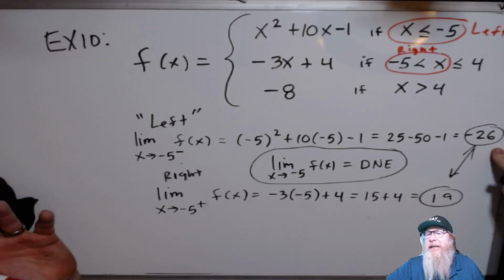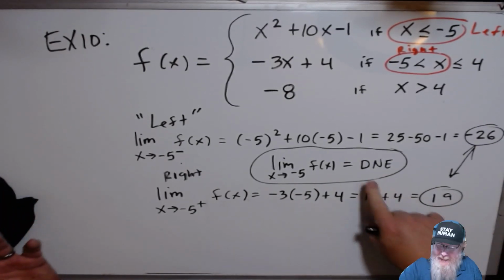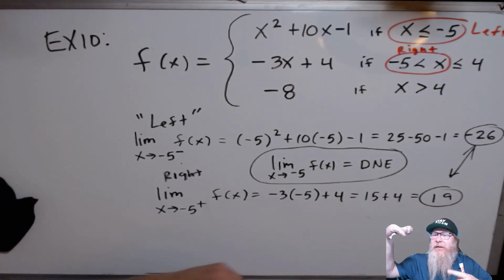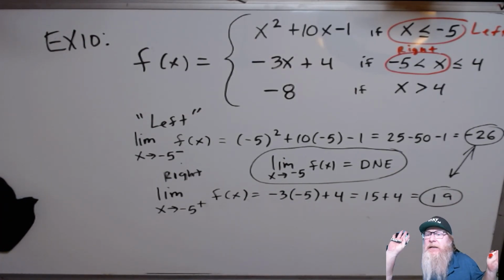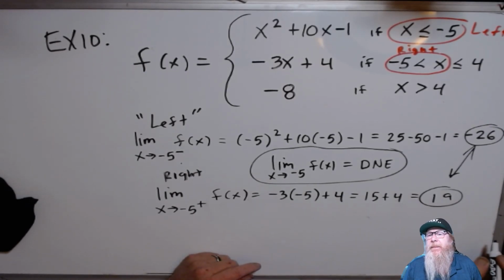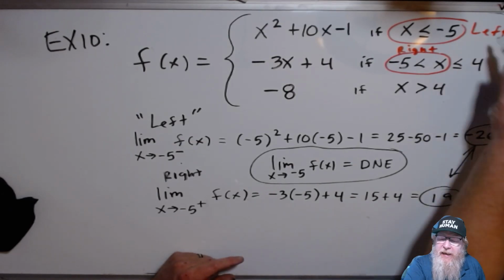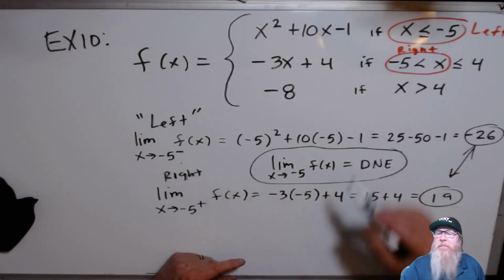This one goes to negative 26. This one goes to 19. Those do not agree with each other. They're not infinity or negative infinity. They're just non-existent. They're two different real numbers. So that means on the left and on the right, they don't match with each other.